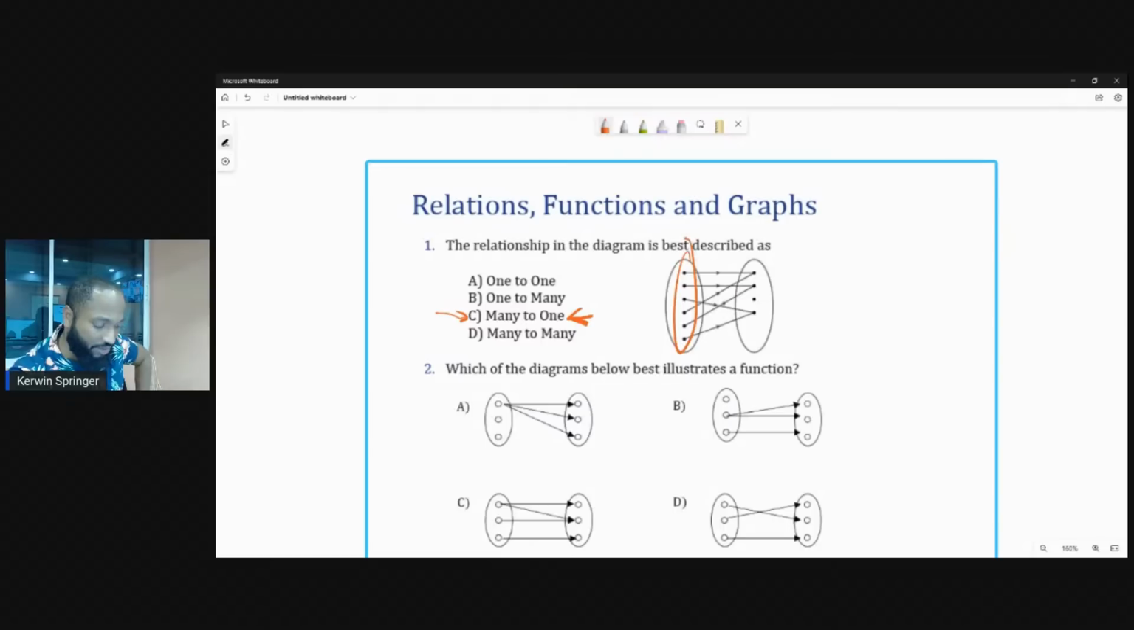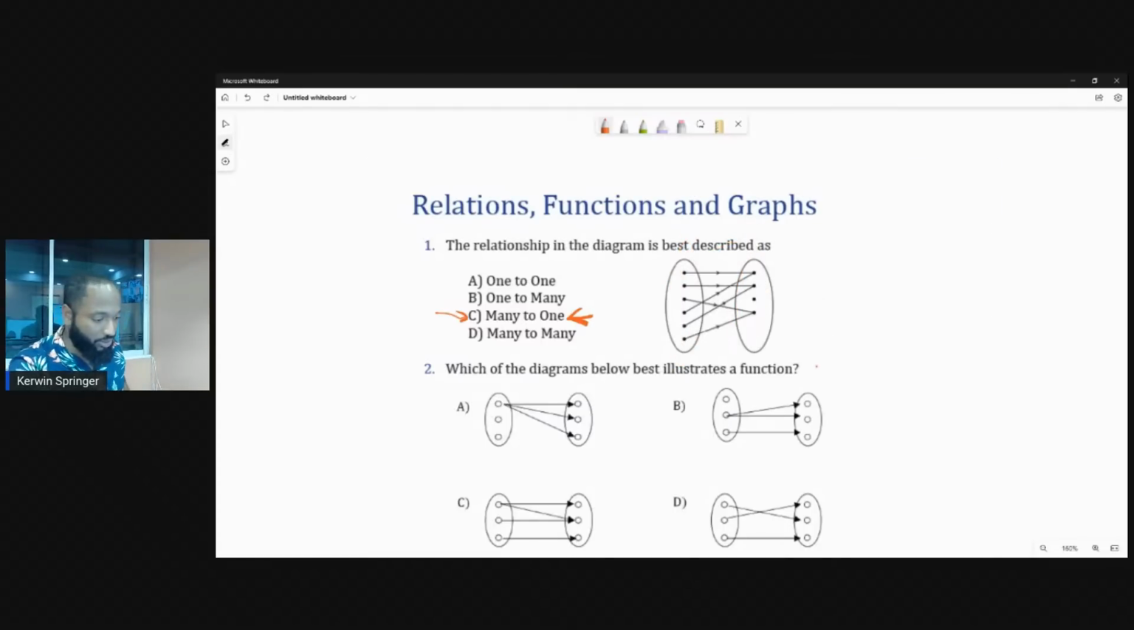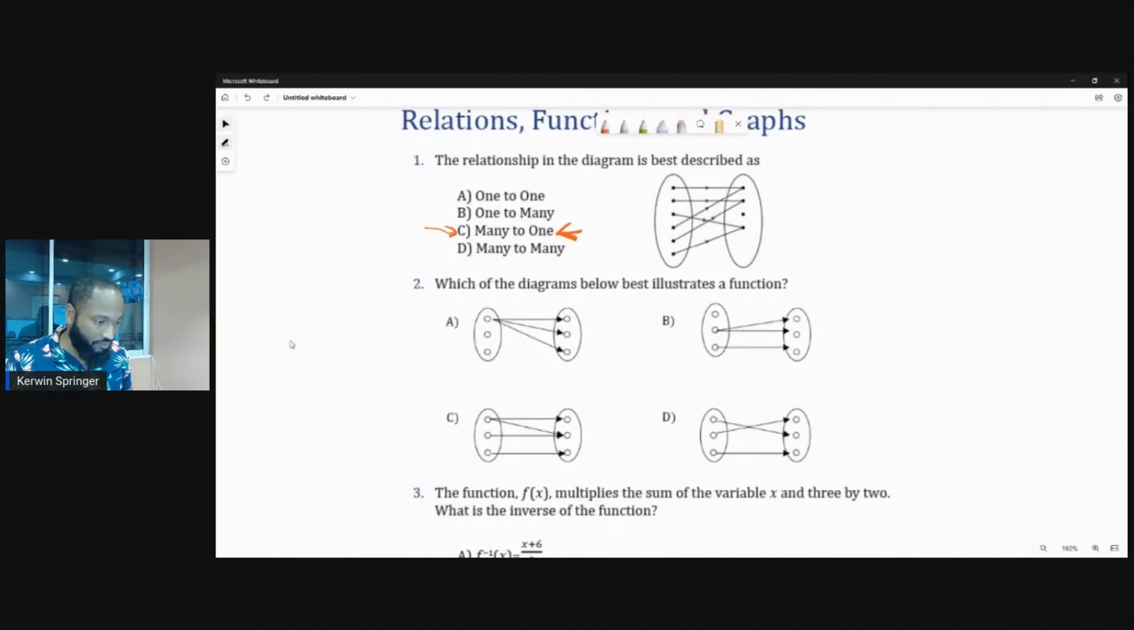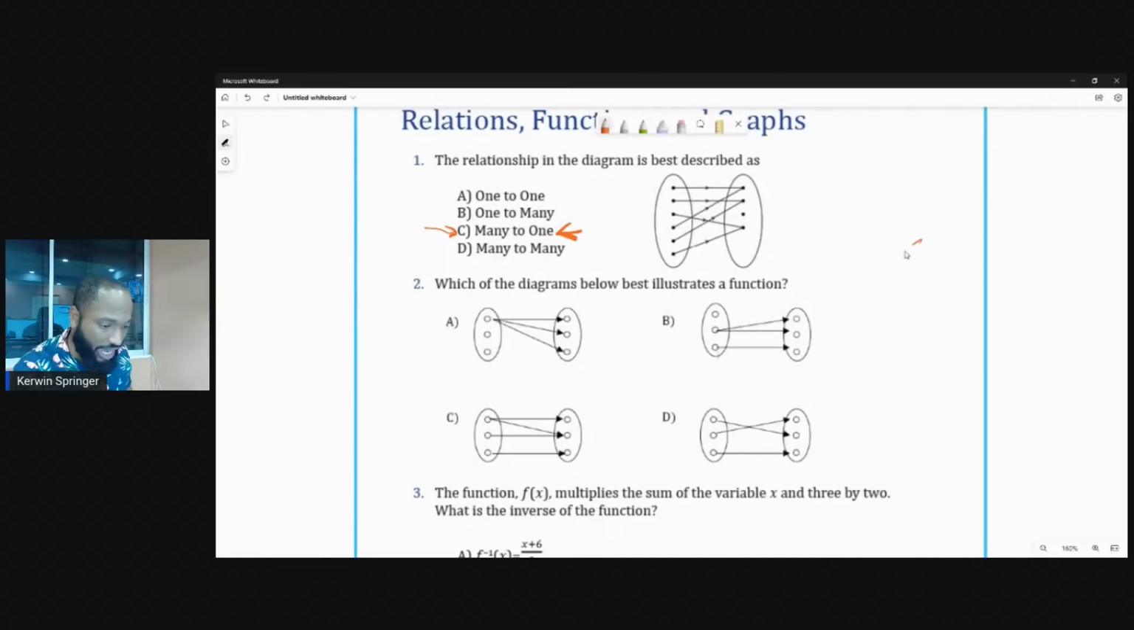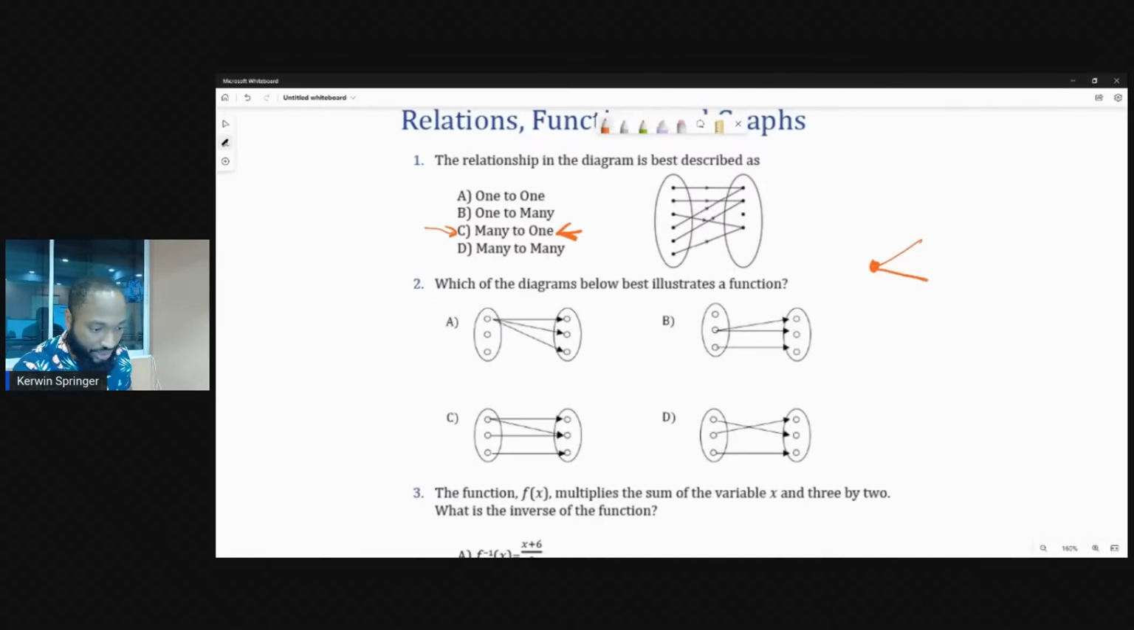There's no split on this side. If there are splits on both sides, that would be many to many. Which of the diagrams below best illustrates a function? Well, a function cannot split on the input. Imagine this is a factory called a function, and you're sending something in. You can't send in something here in a function and have it split into two. Functions don't split things into two.